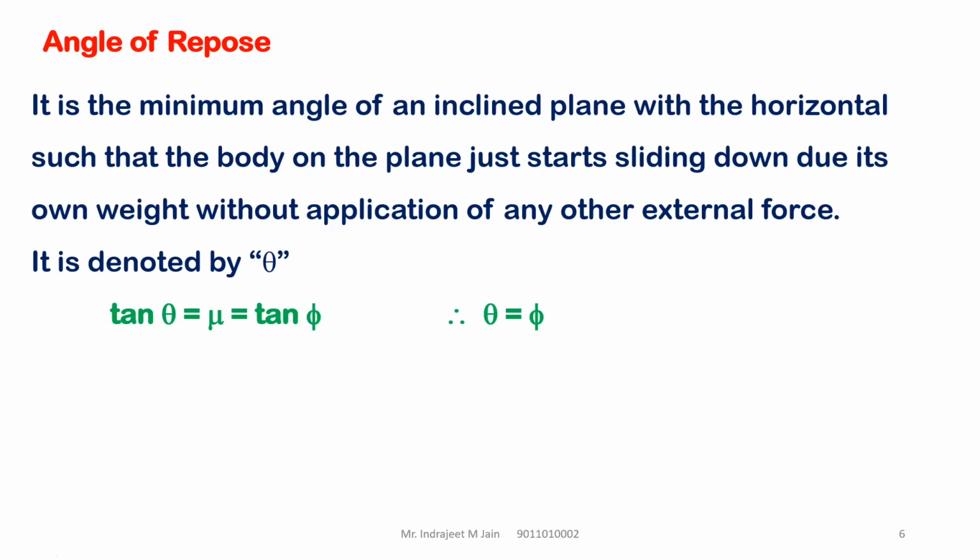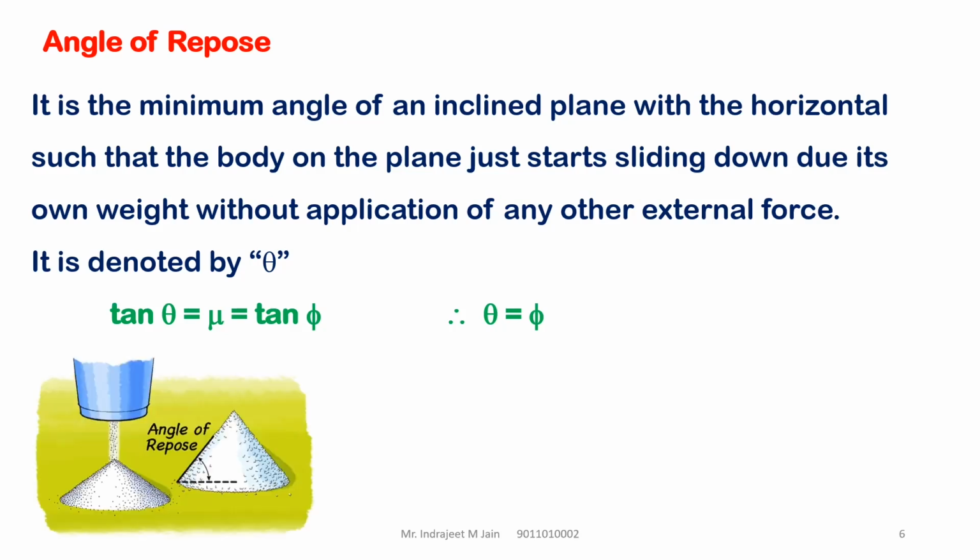So without applying any kind of external force, if the body moves down and slides due to its own weight, then that angle by which it starts to slide is called the angle of repose. It is denoted by theta. Tan theta is equal to mu and tan phi is also mu. So the angle of repose and the angle of friction will remain the same.